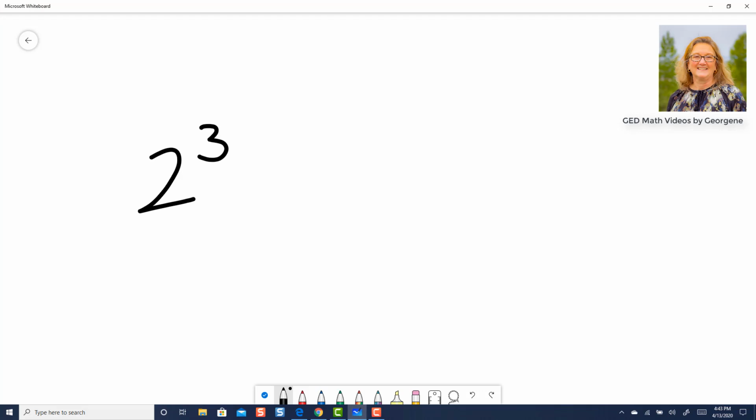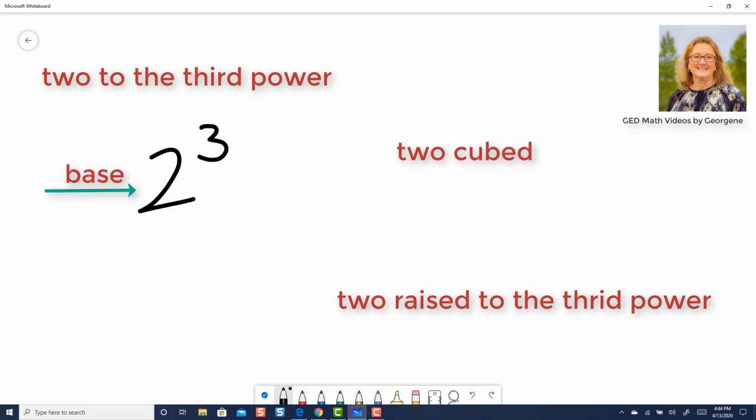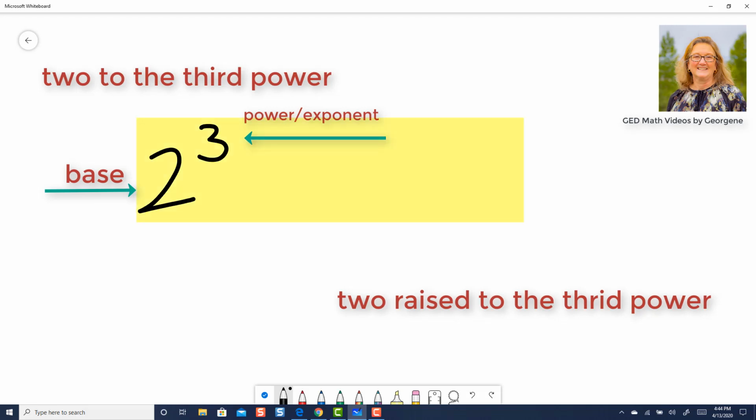We could say in this example that this is 2 to the third power. We could also say 2 raised to the third power. Either way is fine. In this example, the base is 2 and our power or exponent is 3. In other words, our base 2 is raised or multiplied 3 times. Two cubed equals 8.